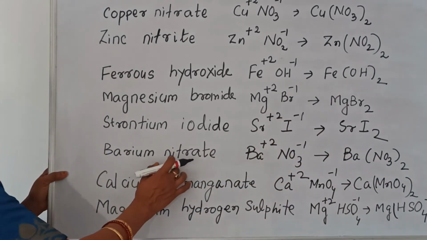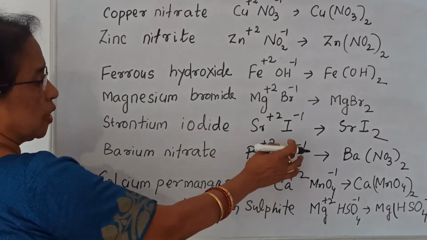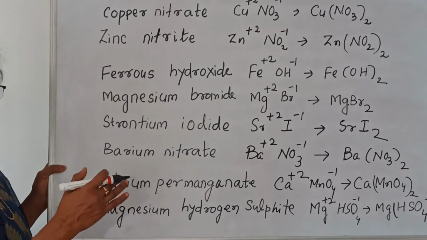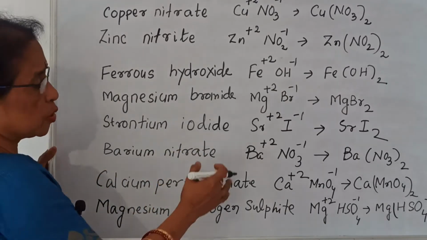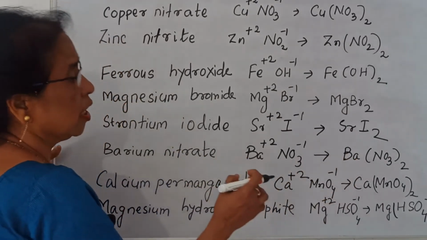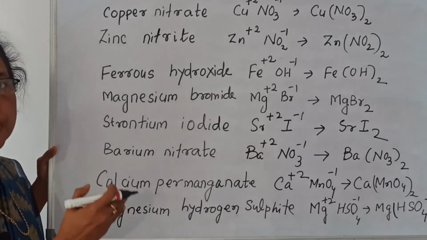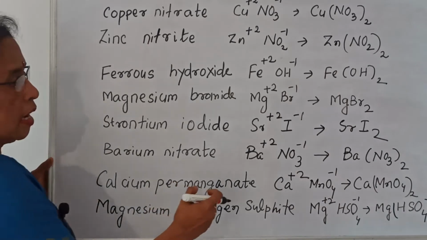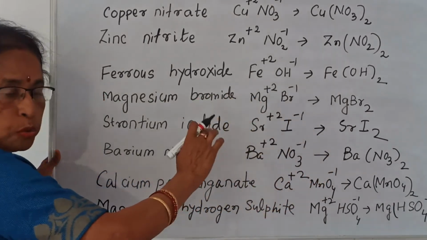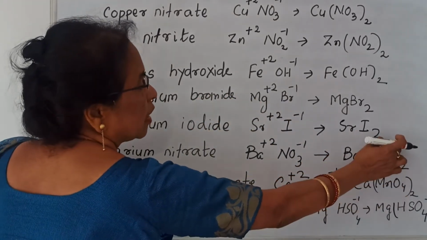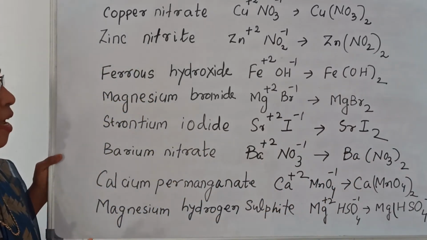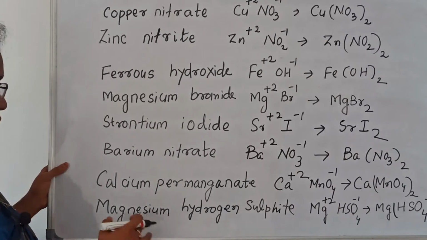Barium nitrate. Ba is plus 2, NO3 is minus 1. Barium also belongs to the plus 2 group in the periodic table. So the charge is plus 2. And so the formula is Ba(NO3)2. That means Ba is plus 2, the 2 comes to here, and the minus 1 comes to here. So the formula is Ba(NO3)2.